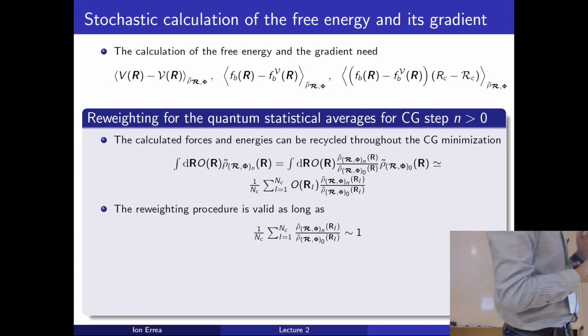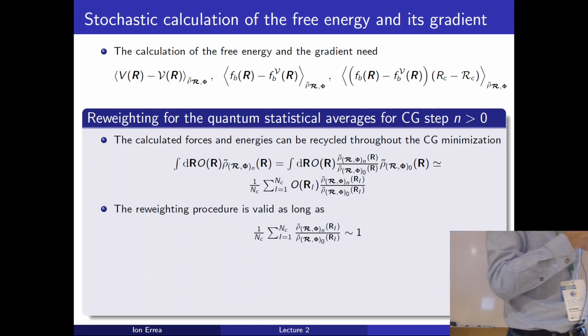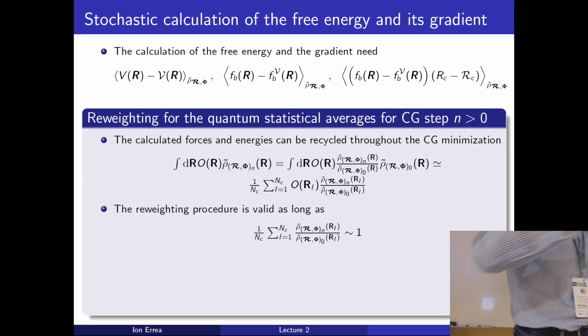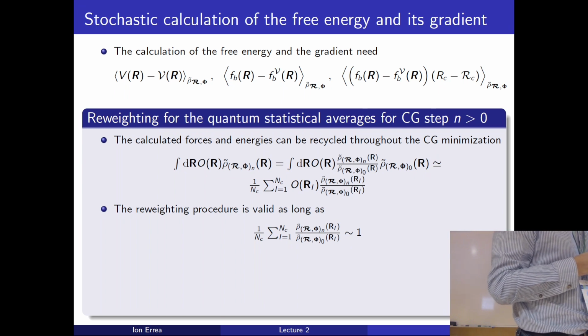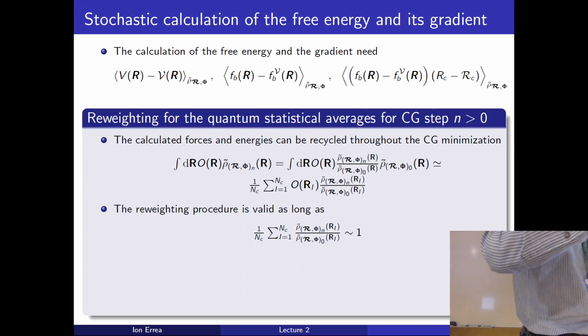What's the idea? That we use some reweighting technique, okay? So at a given step n in the conjugate gradient, in the gradient descent step, okay, these are the types of integrals we want to calculate, right? In principle, analytically, we can here just divide by the starting distribution function and multiply by the starting distribution function, okay? This is exact, okay? And how do we approximate this? We approximate this simply by this integration, including this ratio here in the evaluation of the integral.